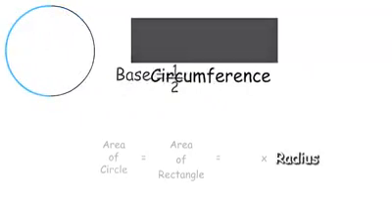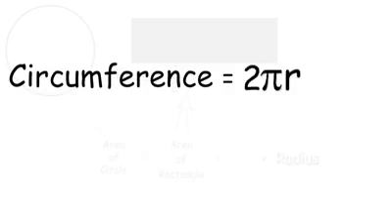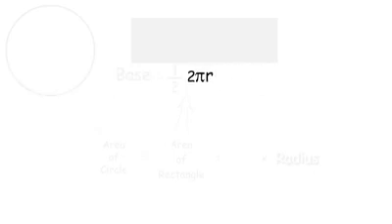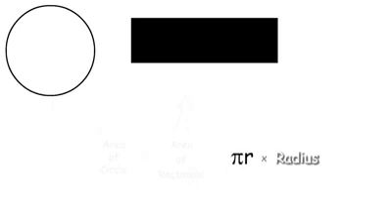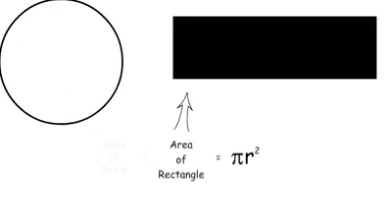Remember that the circumference is equal to 2 pi r. When we combine it with 1/2, the 2's cancel out, and base is equal to pi r. So now base times height becomes pi r times r. Combine the r's together and we have pi r squared, which is equal to the area of the rectangle, which is equal to the area of the circle.